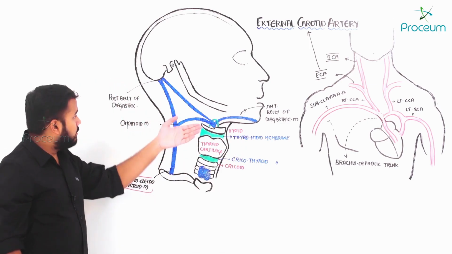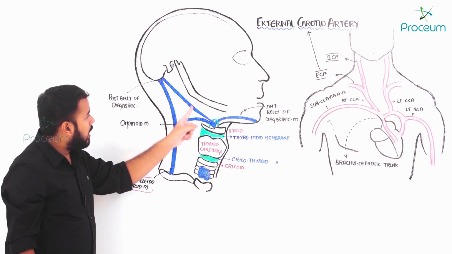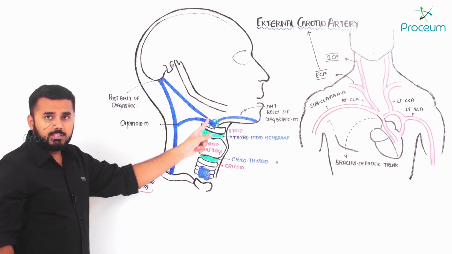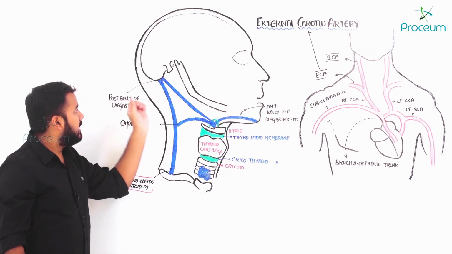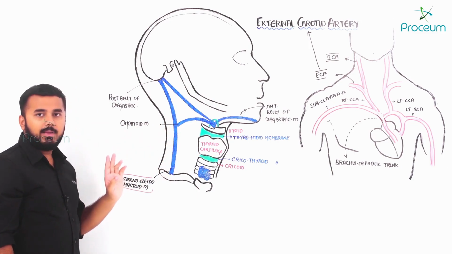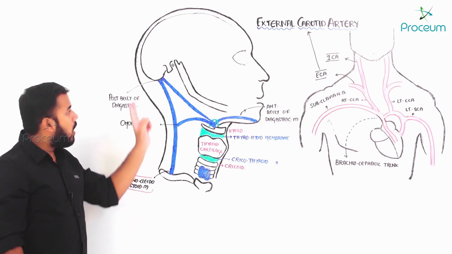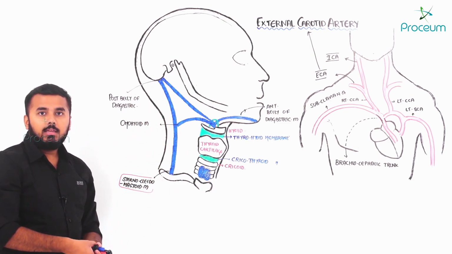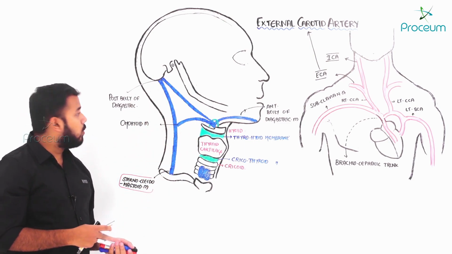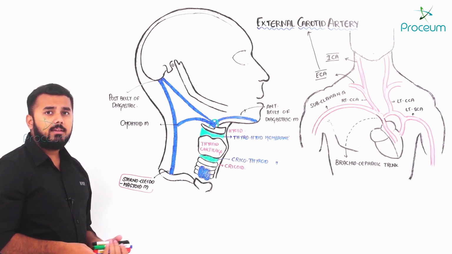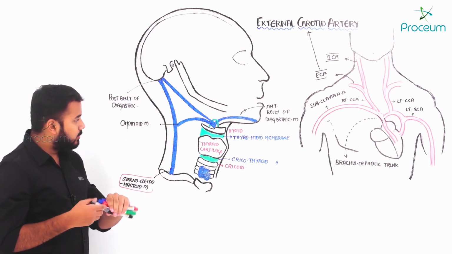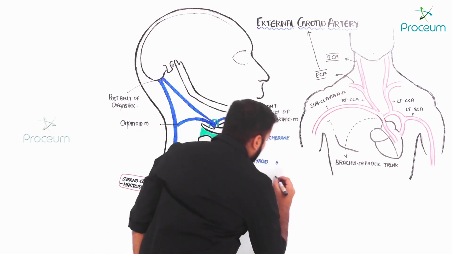So, what I was telling you is that anteriorly we have the posterior belly of the digastric muscle. Posteriorly, we have the sternocleidomastoid muscle, and inferiorly we have the omohyoid muscle. All these three things together, you call it what? You call it a carotid triangle, right? So let me write down the borders.